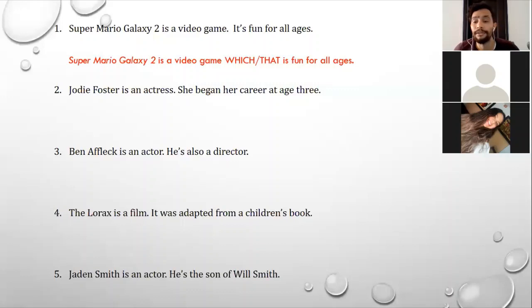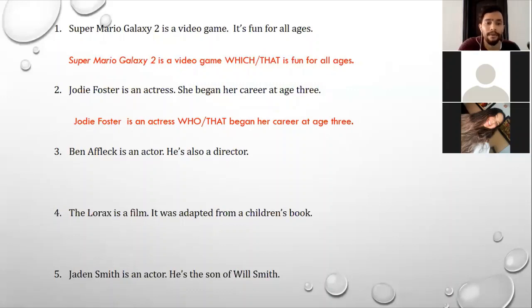Number two, Jodie Foster is an actress. She began her career at age 3. All right, put it together. Jodie Foster is an actress who began her career at age 3. Career. Good. Jodie Foster is an actress who or that began her career at age 3. Good. Now, let me ask you again.